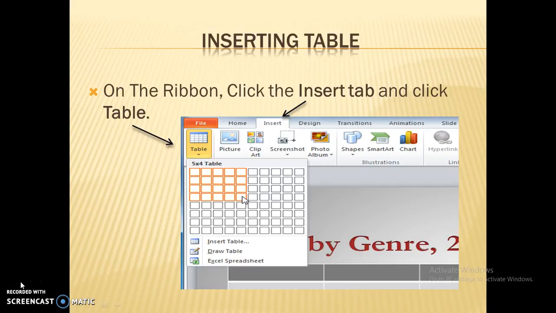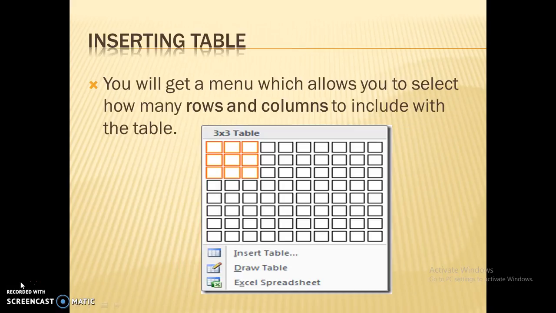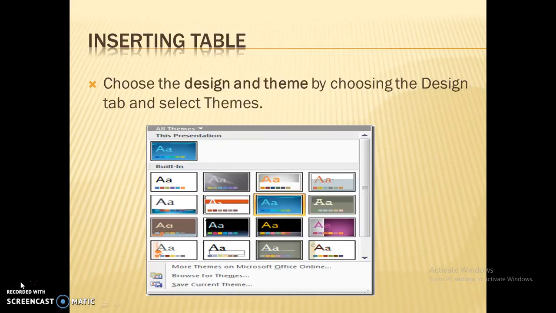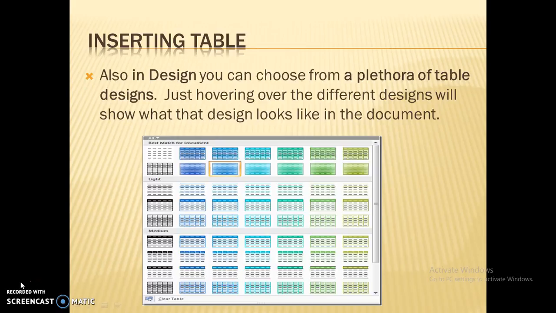First section, inserting table. Under ribbon, click the Insert tab and click Table. You will get a menu which allows you to select how many rows and columns to include with the table. And also choose the design and theme by choosing the Design tab and select the themes.